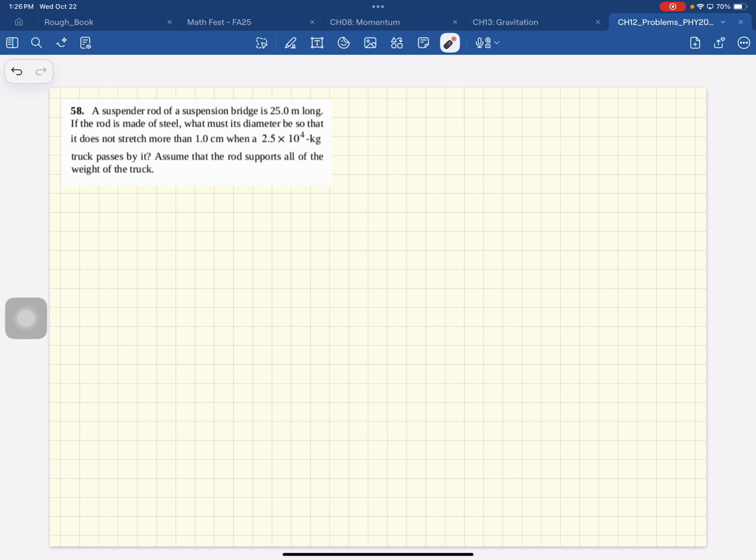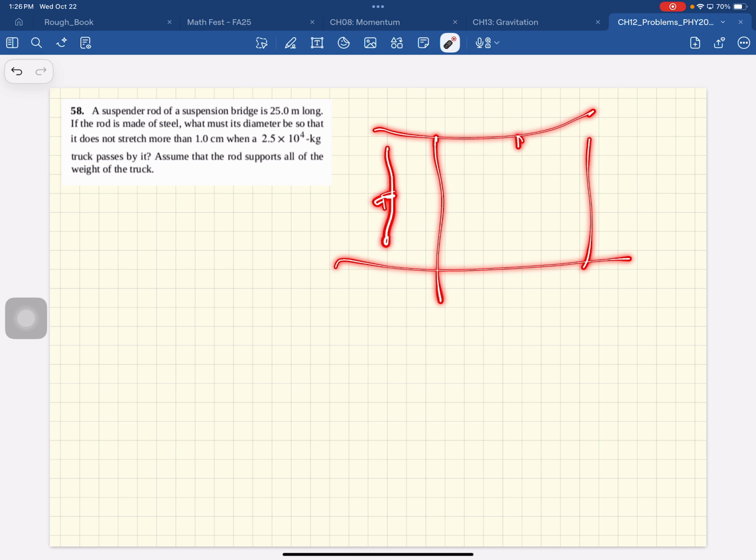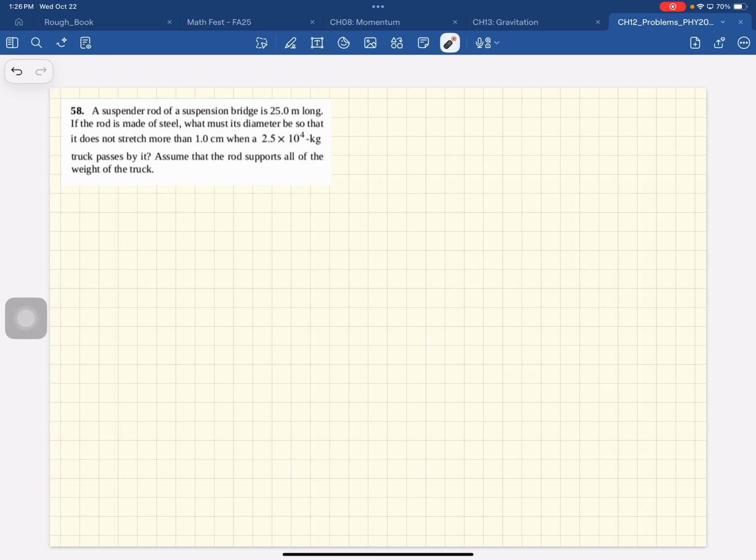A suspender rod of a suspension bridge is 25 meters long. What that means is, here's the bridge. This is one of the cables, the suspender cable, and that's 25 meters long, which is the width of this room. If the rod is made of steel, what must its diameter be so that it does not stretch more than 1 centimeter? So you don't want this cable to stretch more than 1 centimeter.